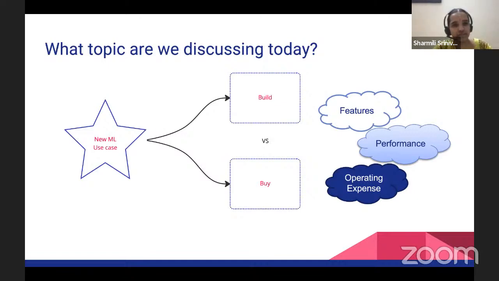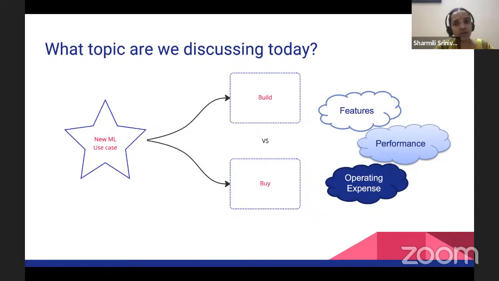For example, in case of translation, it can be the quality of translation, right? Or the other set of performance is the infra performance, be it the latency or throughput requirements, right? And the third main area is the operating expense, which will be the main focus of our talk today, right?